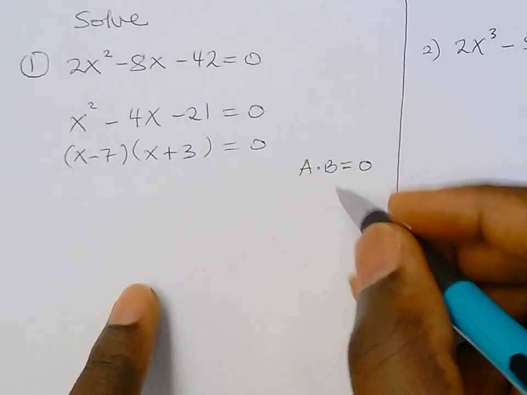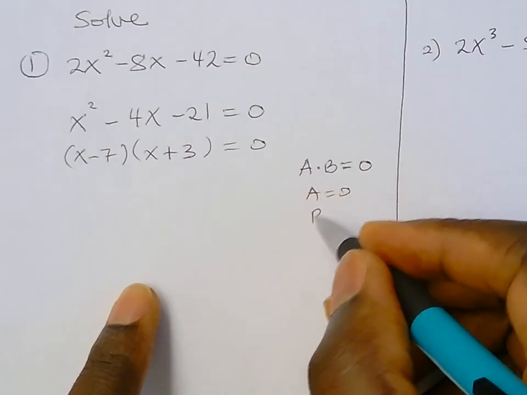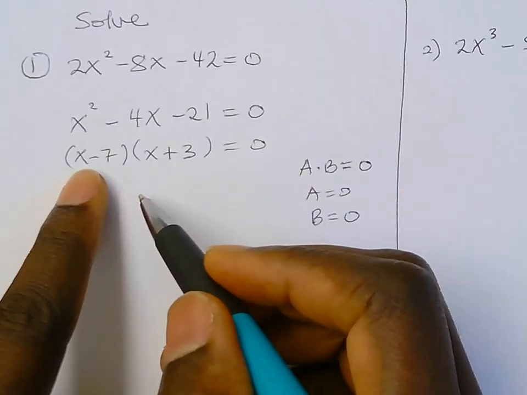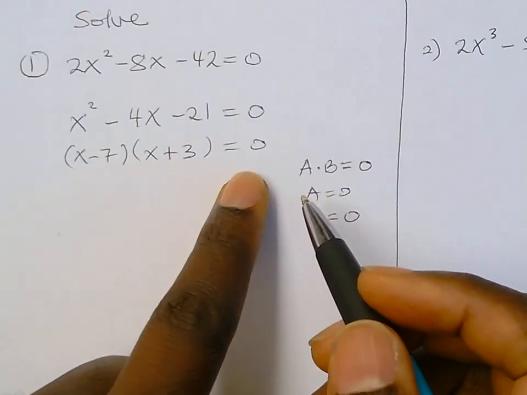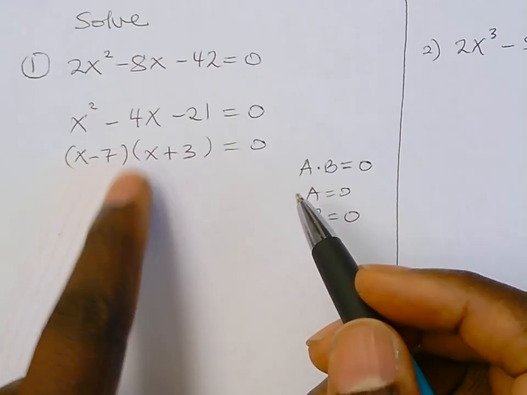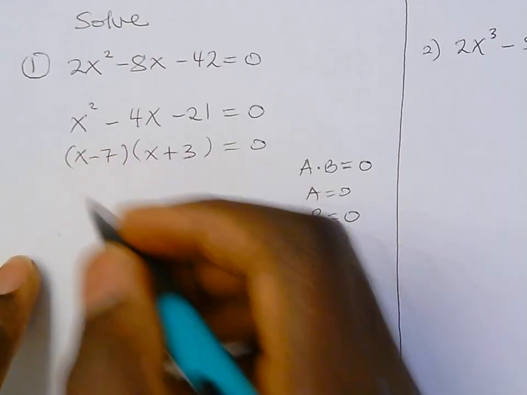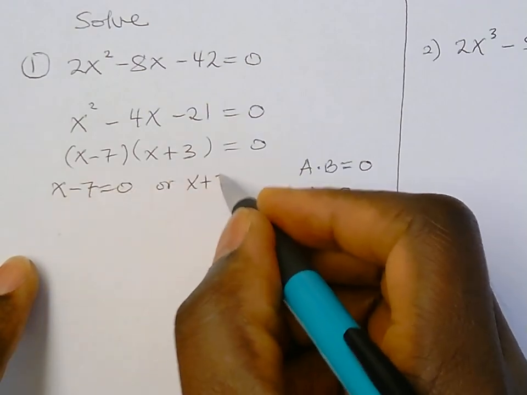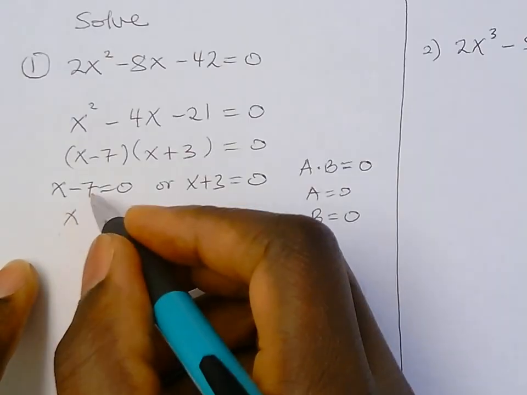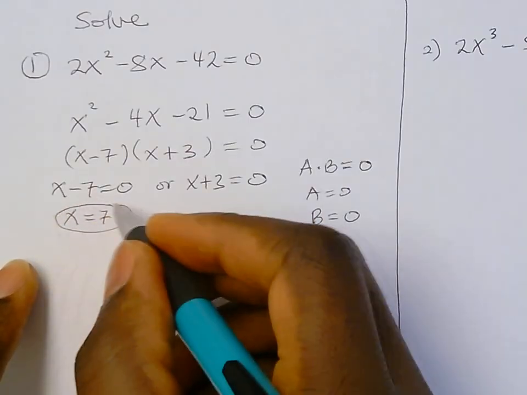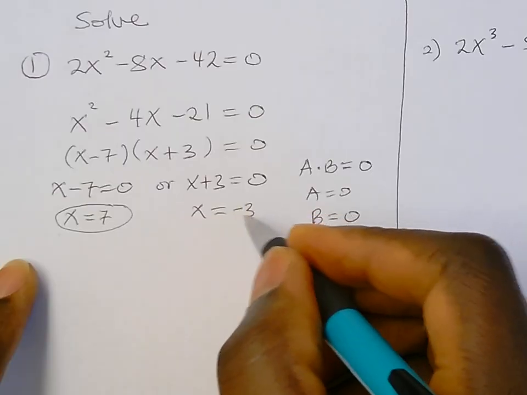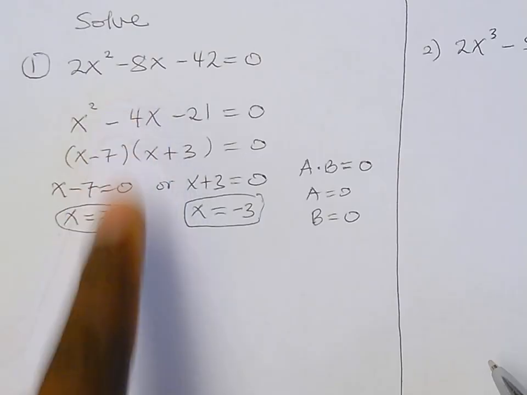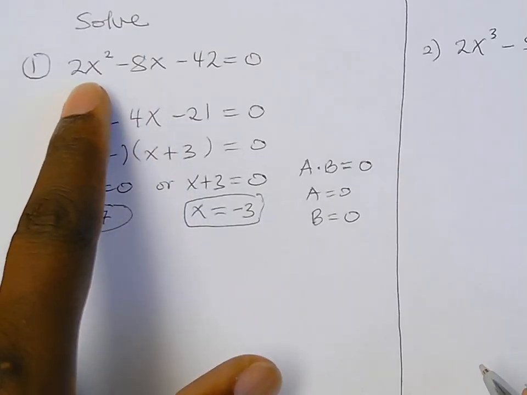So it's either a equal to 0 or b equal to 0 or both of them equal to 0. Using the product rule, if x minus 7 times x plus 3 equals 0, then either of them could be equal to 0 or both of them could be. So we can say that x minus 7 equals 0 or x plus 3 equals 0. Therefore, when we solve for x, we have x equals 7 and x equals negative 3.